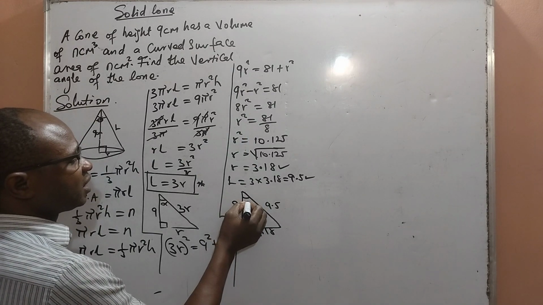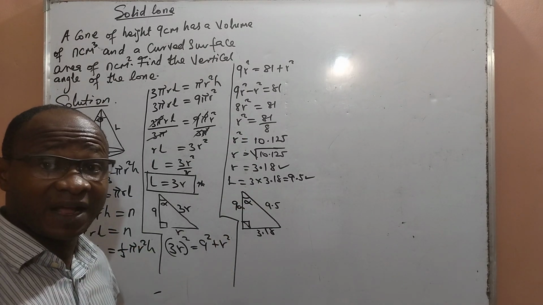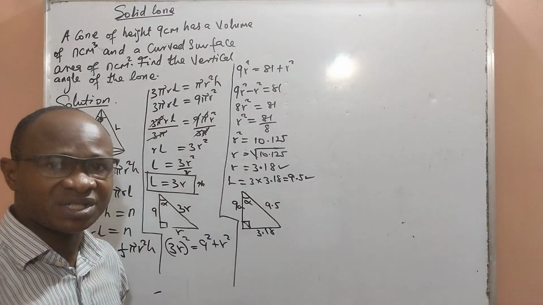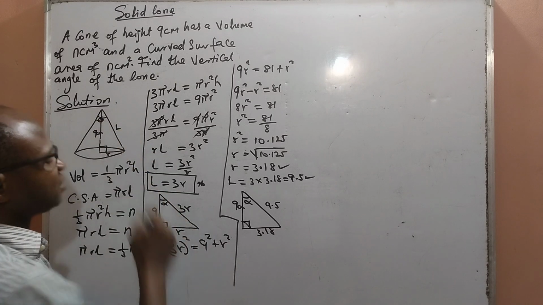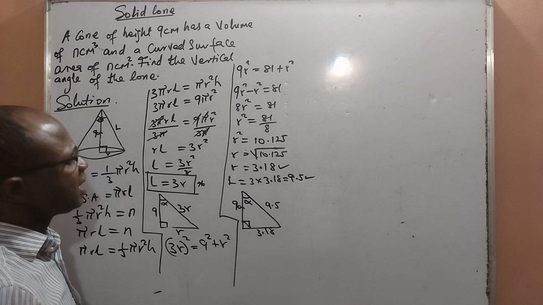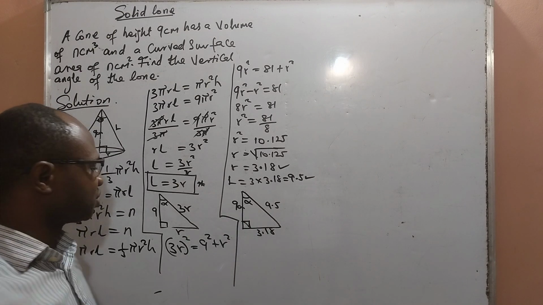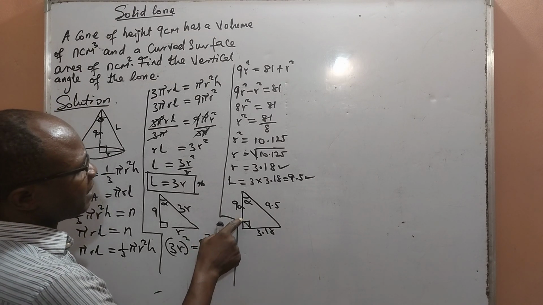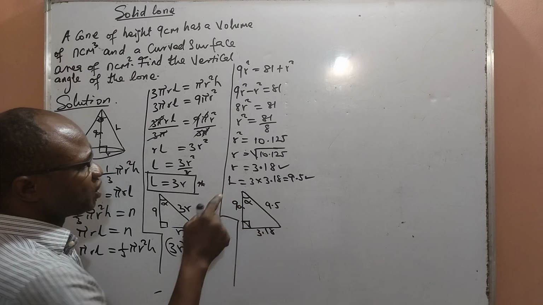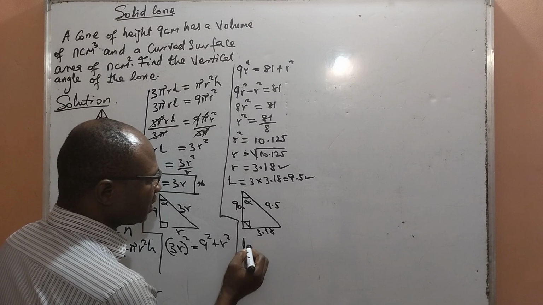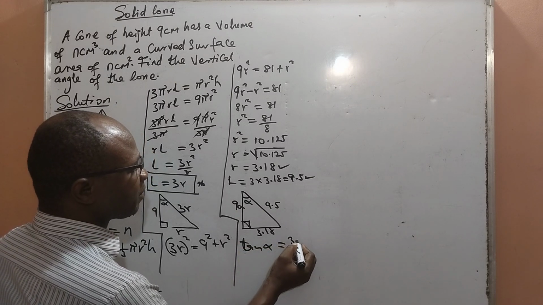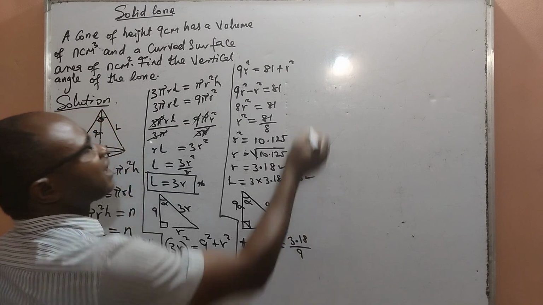Therefore, here now is my alpha. And when I get the alpha, I'll multiply alpha by 2 to get the value of theta, which is the angle subtended at the vertical angle, which is the vertical angle of the cone, better put. Therefore, going by trig ratio here, I can make use of tan, that tan alpha is equal to opposite over adjacent. Therefore, the tan of alpha is equal to 3.18 divided by 9.